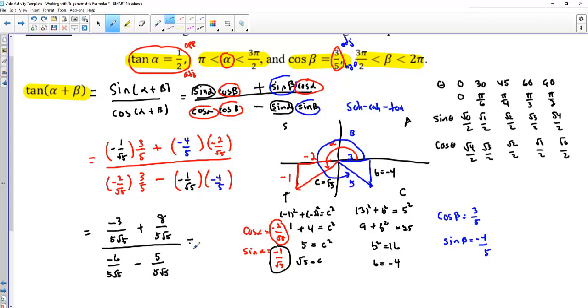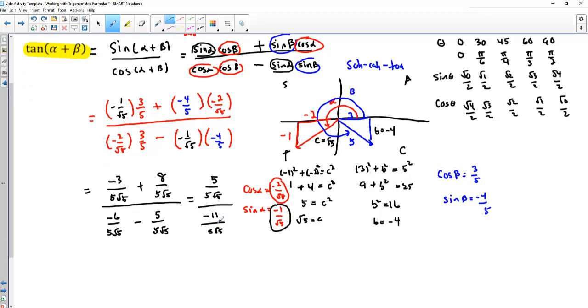And so that's going to be equal to, since they have a common denominator, we can add them together. So negative 3 plus 8 is 5. So you have 5 divided by 5 root 5. And then on the bottom, you have negative 6 minus 5, which is negative 11 divided by 5 root 5. And when you divide by a fraction, remember, you multiply by the reciprocal. So this is going to be equal to 5 divided by 5 root 5 times a negative 11. Oh, that goes on the bottom, right? So negative 5 root 5 on top divided by 11. And of course, when you do that, the 5 root 5s are going to cancel, and we're just going to get negative 5 divided by 11 as our answer.